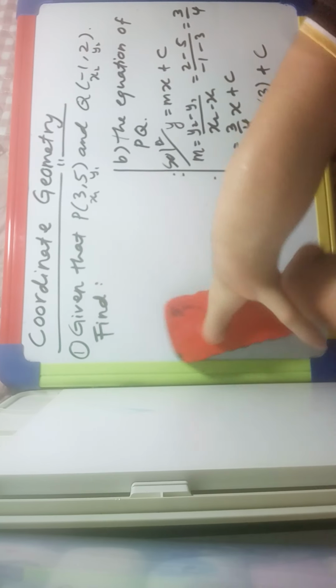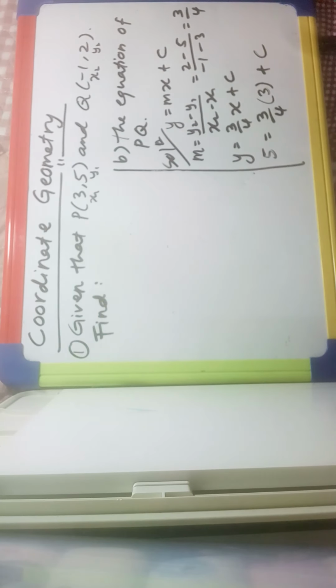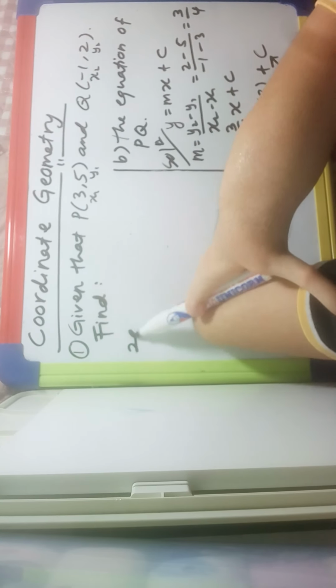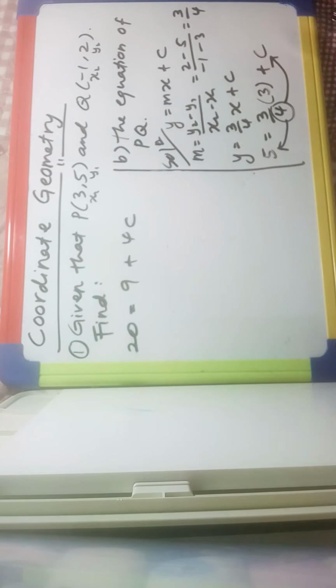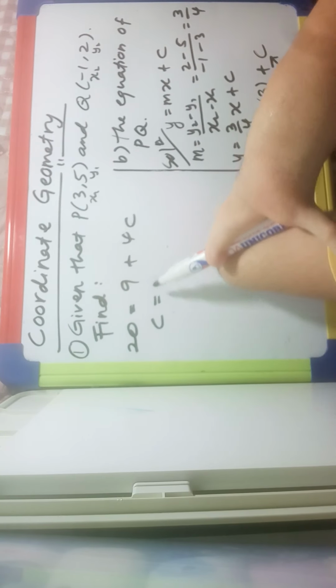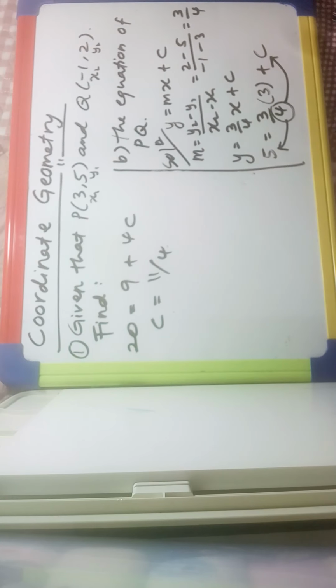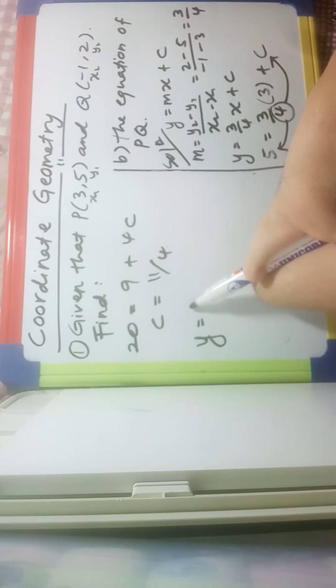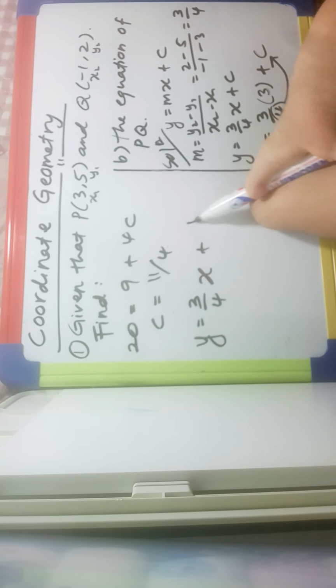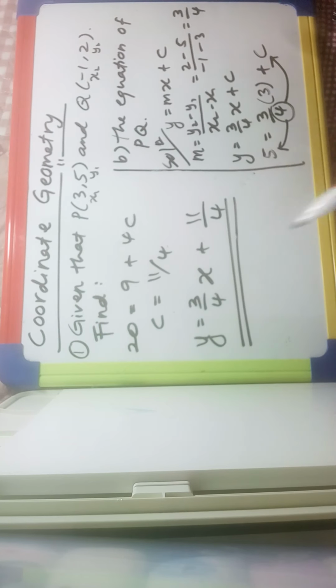Meanwhile, I want you to press your calculator, rearrange, make c the subject. One of the ways to do it is you can take this 4 multiplied by 5, and this 4 you multiply by c. So we continue over here. You will get 20 is equal to 3 times 3, 9, plus 4c. Rearrange, make c the subject. So c is going to be 11 over 4. Now what is our final answer? So y equals, take the m, 3 over 4, so 3 over 4 x plus 11 over 4. So this is the straight line equation of PQ.